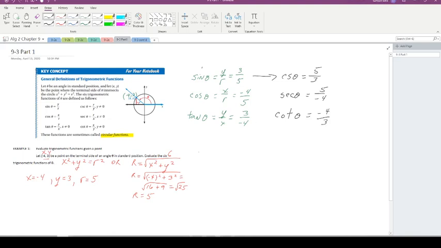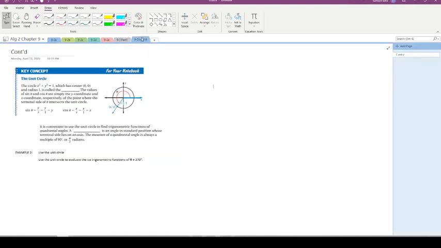And we just found all the 6 functions of this trigonometric, the general definitions of the trig functions just by knowing a point. So it's very easy to do. So now let's talk about the next part of this section. And let's talk about the unit circle, okay?